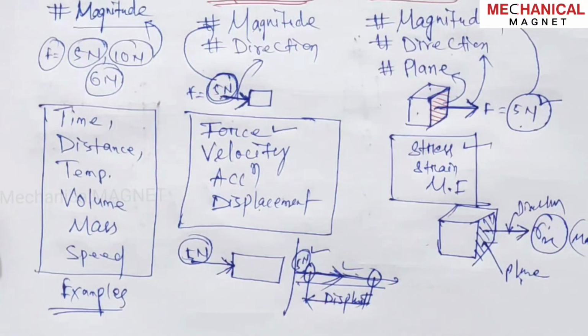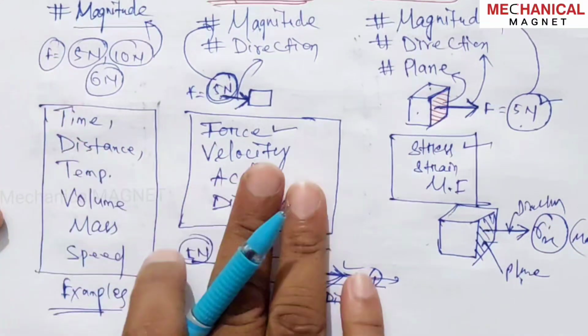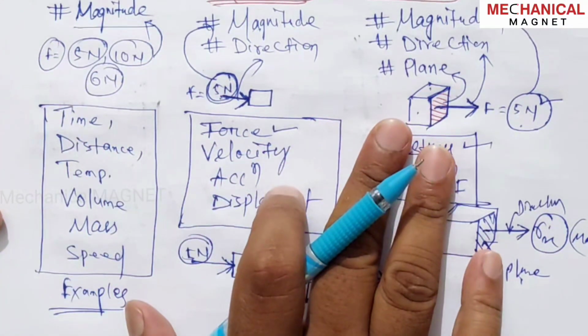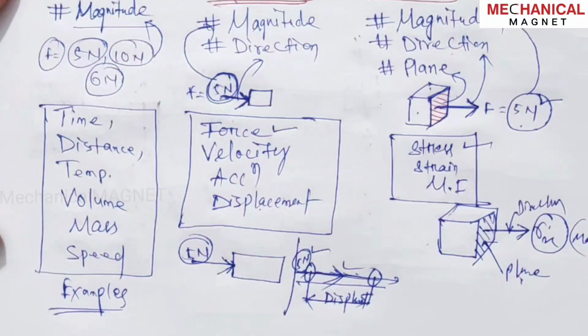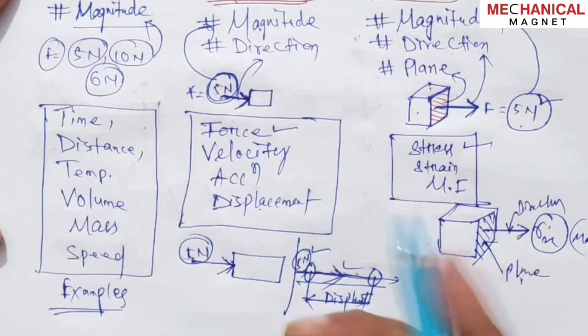So here we concluded that it is very easy to describe what a scalar quantity is, what a vector quantity is, what a tensor quantity is. Okay, so another thing is you should remember these things.